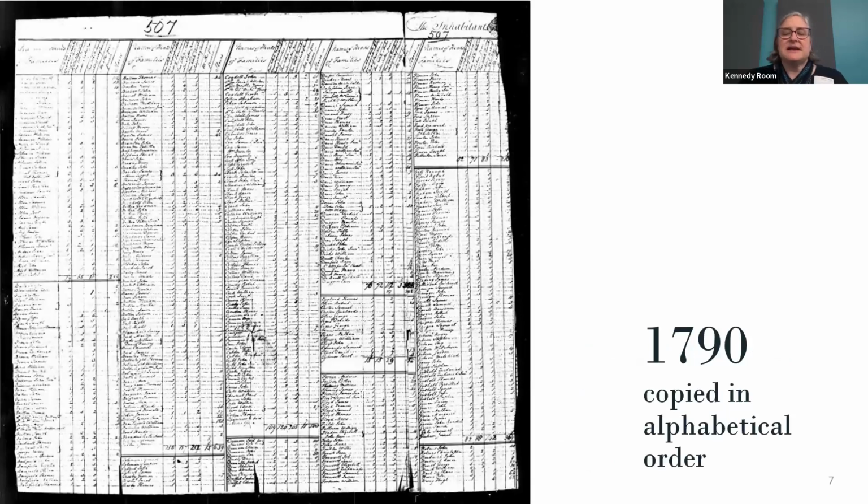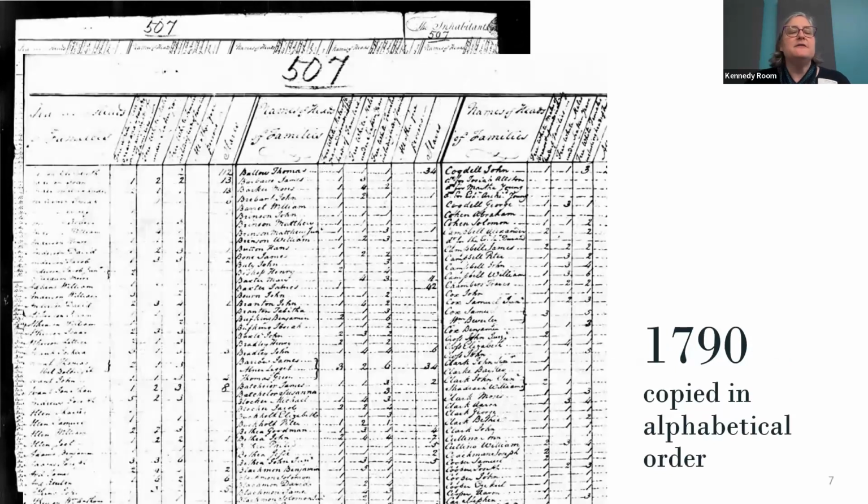So there was a copy in 1790, still handwritten, that was alphabetized, and you can see it has the census heading of the lines on there. And I've got to minimize a few things so that I can see my notes. Okay.